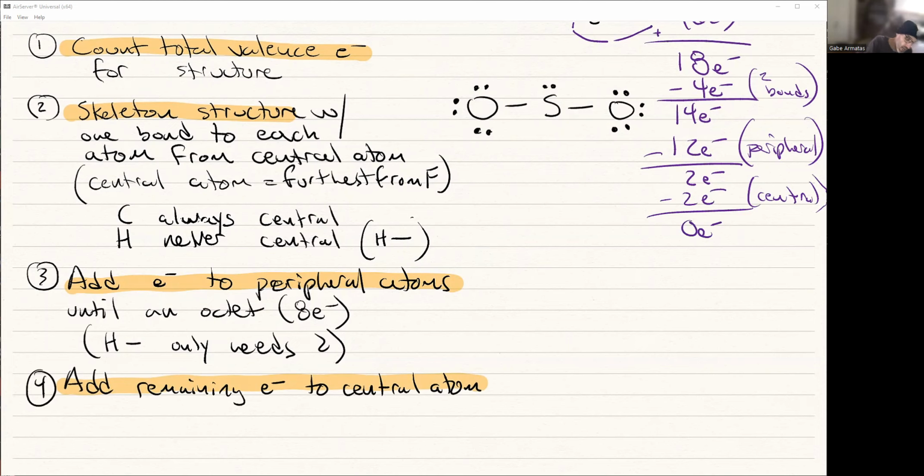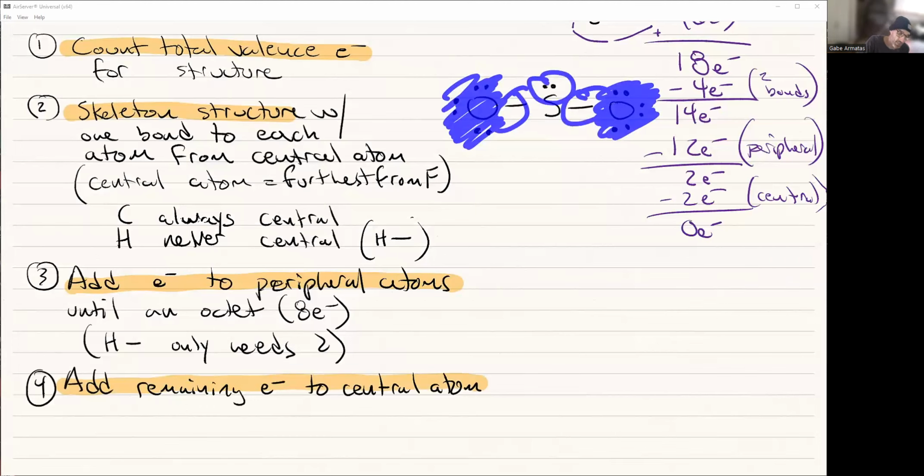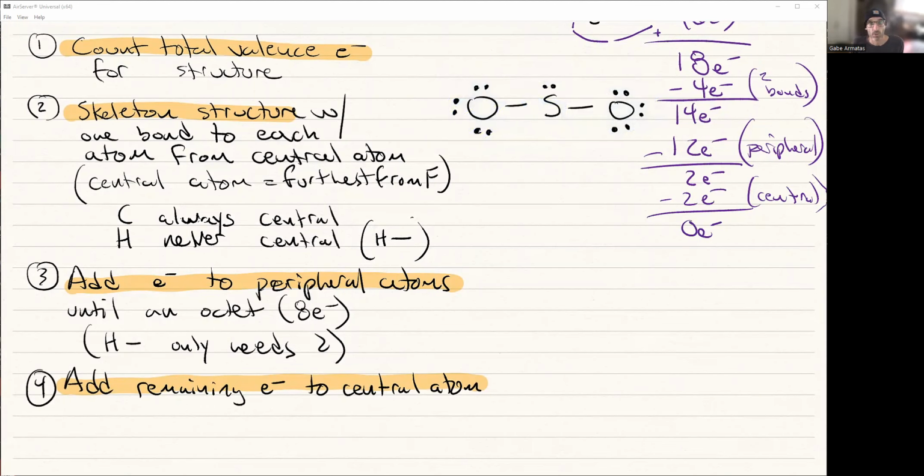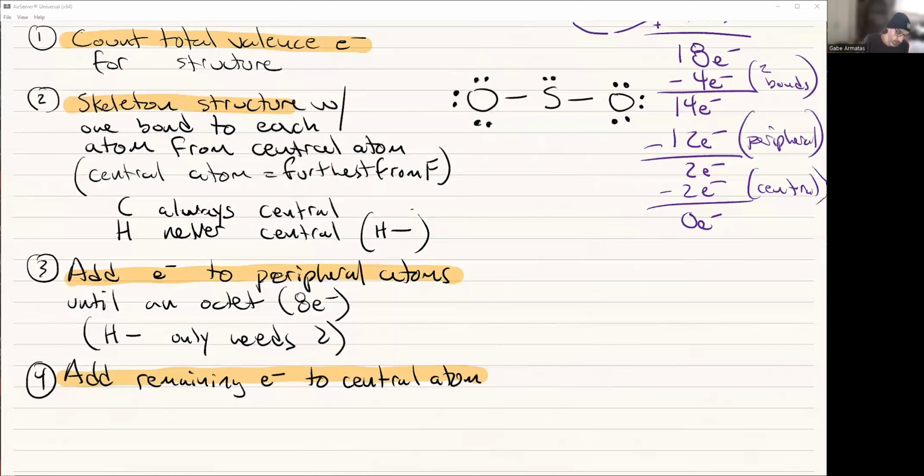And now we are going to check our central atom. How many electrons does sulfur currently have? Because we know the 2 oxygens on the outside are happy with 8. Well, right now it has 2, 4, 6 electrons around sulfur. So sulfur needs 2 more electrons, but we don't have any more to add. So we're in this weird situation. Currently sulfur has 6, but we don't have any electrons to add. That's not good enough. We always have to have 8 electrons for everything except for hydrogen, which only has 2.